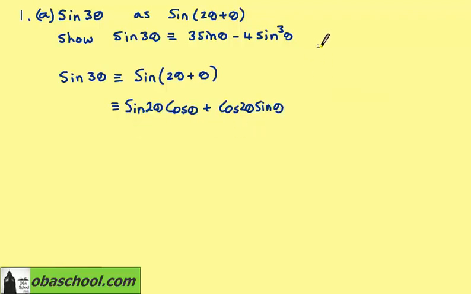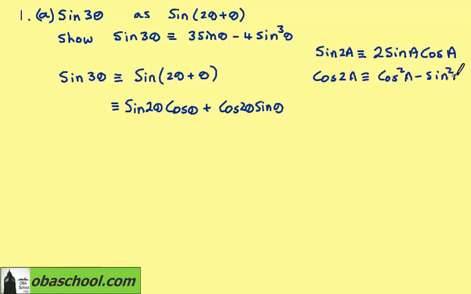To simplify this further, we can use the identities sine 2A, which is identical to 2 sine A cos A, and the double angle identity for cosine, cos 2A, which can either be cos squared A minus sine squared A, or 2 cos squared A minus 1, or 1 minus 2 sine squared A. If we look at the identity we're trying to prove, we can see that it only contains sine theta and powers of sine theta. It suggests that we use this form of the identity.